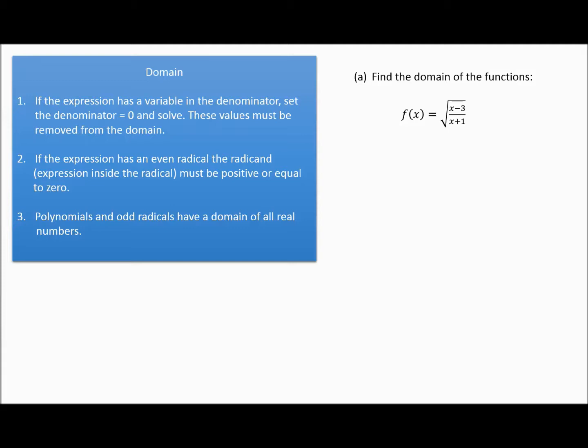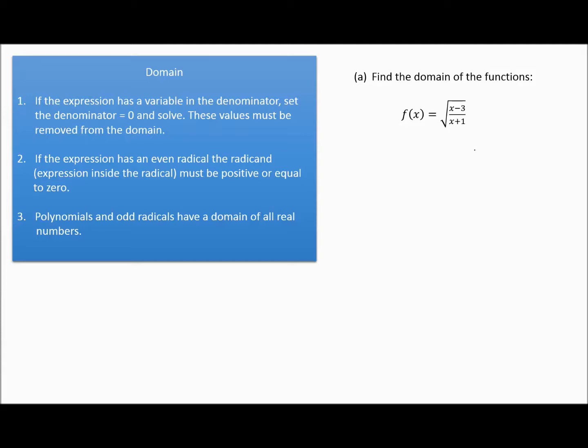I mean, you may be able to watch this and get enough out of it to do it, but if you don't understand, it's because you're not comfortable with the prerequisite material. So here we go. To find the domain, if you have a radical, i.e. square root, cube root, fourth root, we're going to stick to square roots, composed with a rational, i.e. fraction, all right? If you have that situation, step one, if the expression has a variable in the denominator, set the denominator equal to 0 and solve. These values must be removed from the domain, okay?